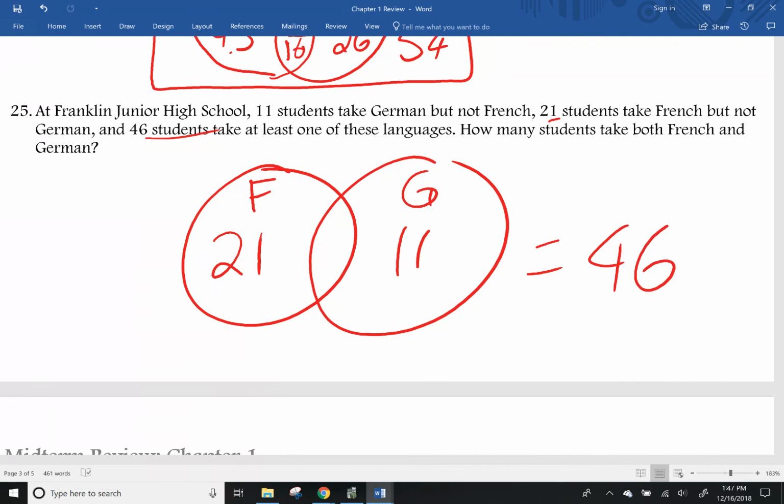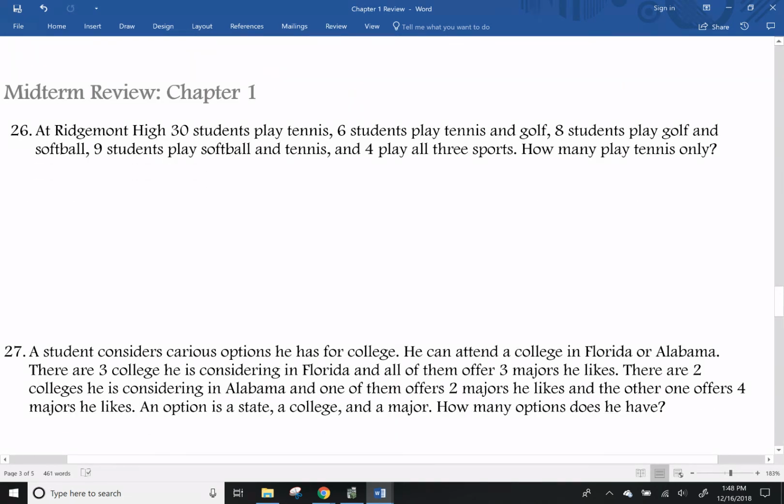So the question is, how many students take both French and German? How many people are here? Well, all we have to do is take the difference between the 21 and 11 from the 46 that we already have to see what's left over. Because 21 students take strictly French, 11 students take strictly German, but there's 46 students in total. So if we take 46, subtract 11, and subtract 21, we get 14. So there are 14 students that take both. So if you combine them all now, you'll see that should be 46 students in total. So all you have to do is take the difference there. It's a little bit of subtraction.